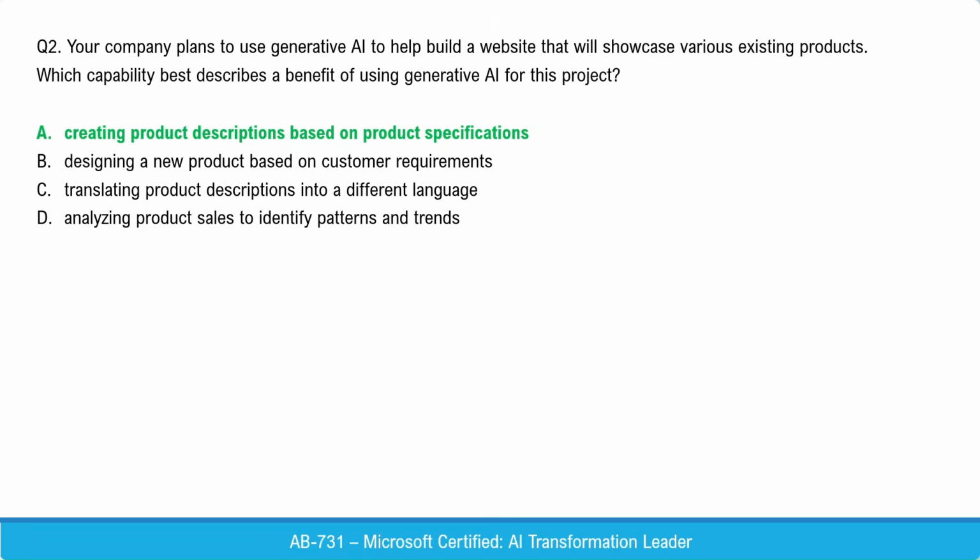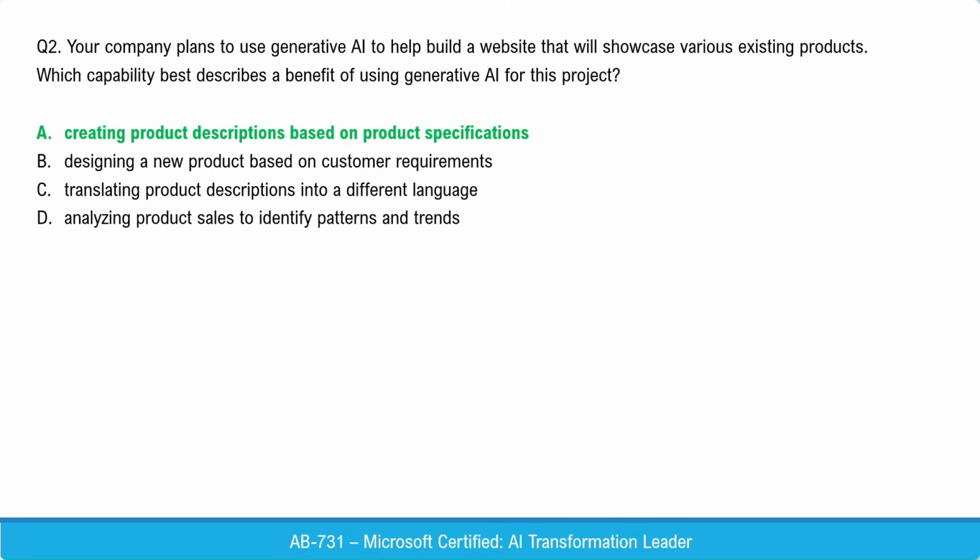Looking at other options, designing a new product is more about innovation and product development, not showcasing existing items. Translating descriptions is useful, but it's not the core generative benefit here. It's more of a transformation task. And analyzing sales data is purely analytical, not generative. So the best answer aligned with the use case is creating product descriptions using Gen AI.